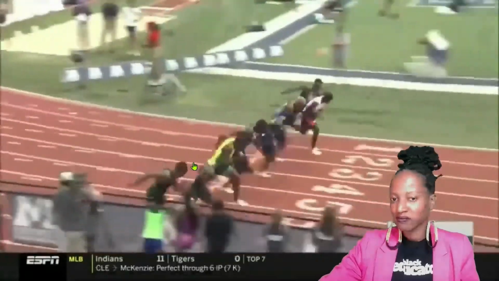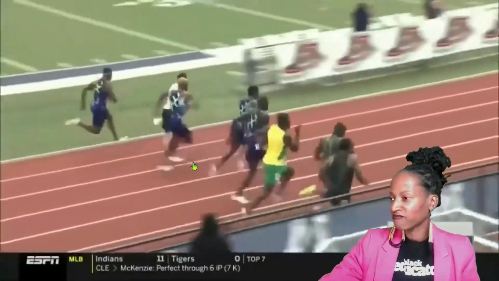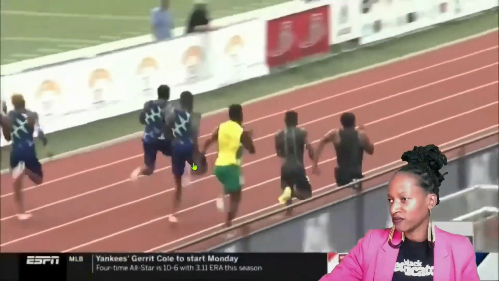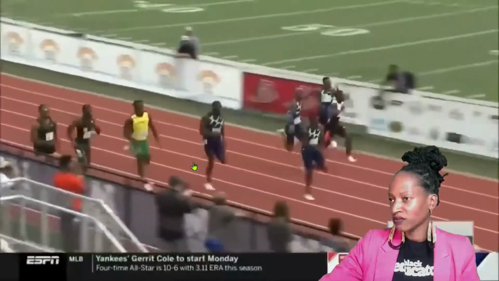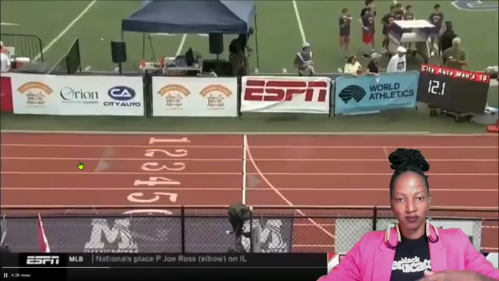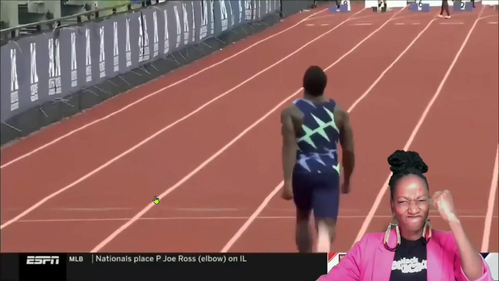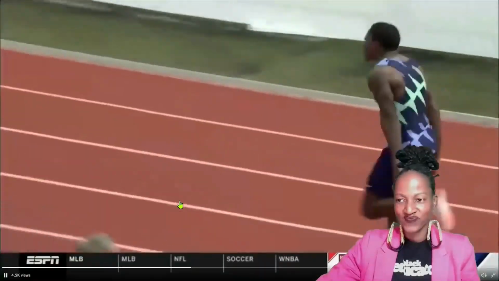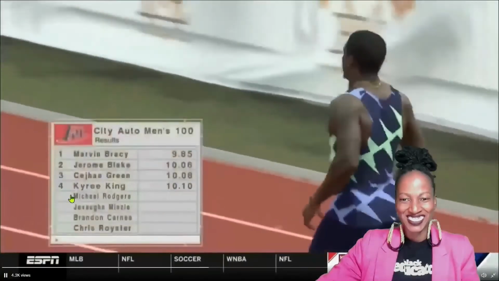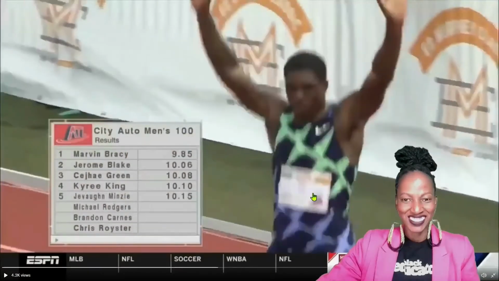So watch the start for Marvin Bracy in lane number 4. Green was out of the block strongly in lane 2, but here comes Bracy. Surging through the line. No one's going to catch him right around that 10-second barrier as we wait for the official time. And it's 9.85. Marvin Bracy, he loves it. Matching his career best.